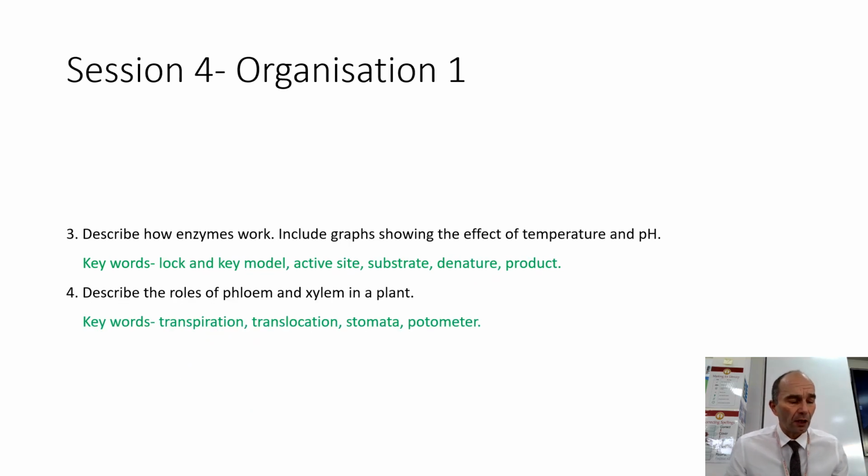The third activity is to describe how enzymes work. So you need to include graphs showing the effect of temperature and pH, and there just need to be quick sketches of graphs. So you've got your enzyme activity here. So that's the enzyme activity, and you plot it against temperature, and that's in degrees C. What would that graph look like? And then you do a similar thing, but where we change the pH. So it's pH against enzyme activity.